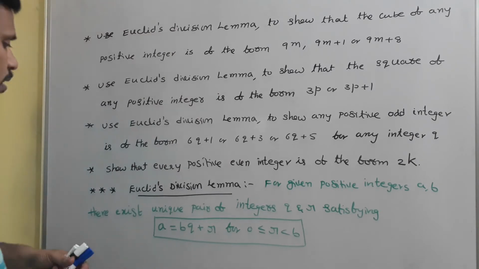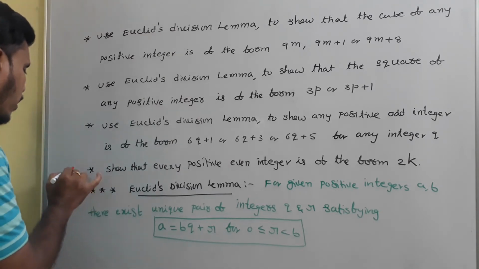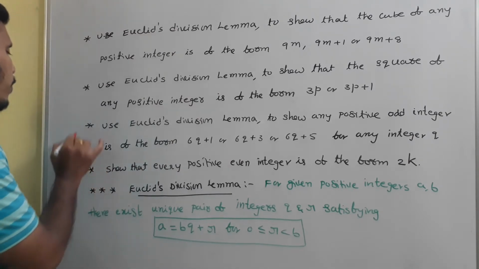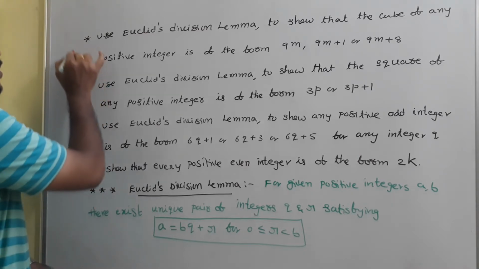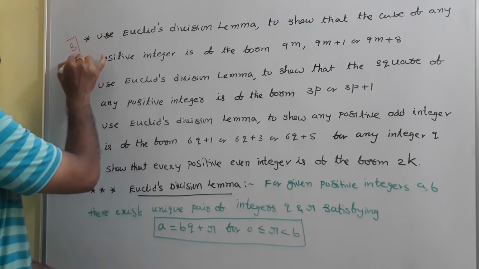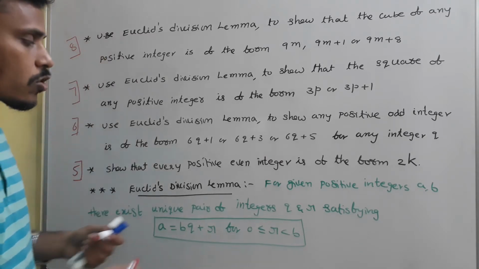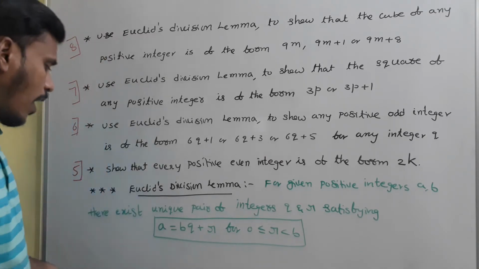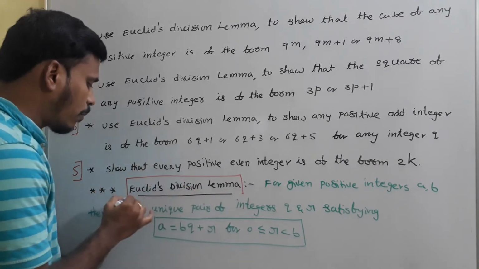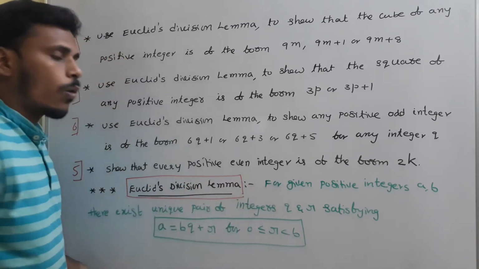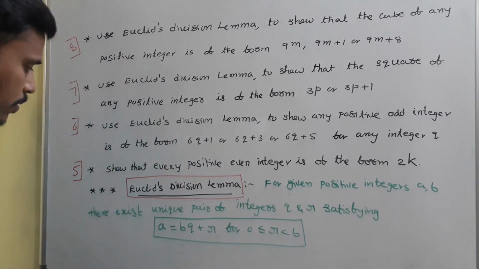The last class we completed 4 points, and now this is the 5th point, this is the 6th one, this is 7, and this is 8. These are different problems which we can solve using Euclid's division lemma. As a part of recalling, I have mentioned here the statement of Euclid's division lemma. Once again, everybody have a look at this.